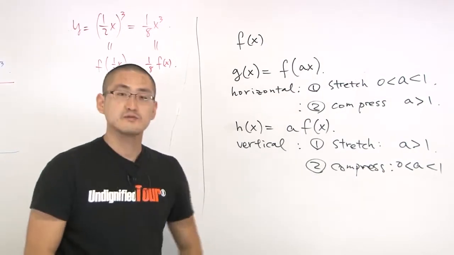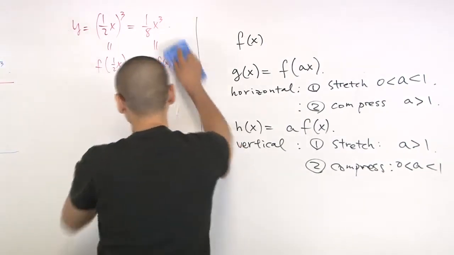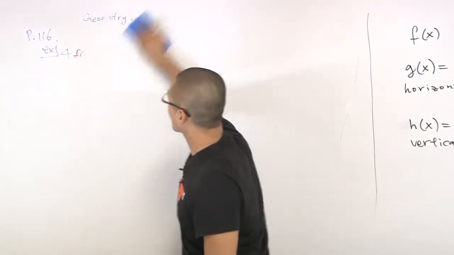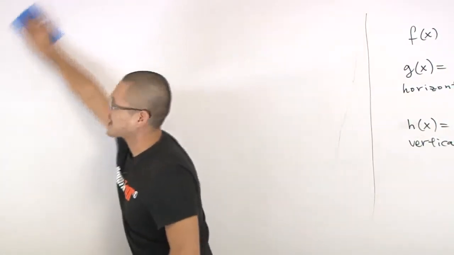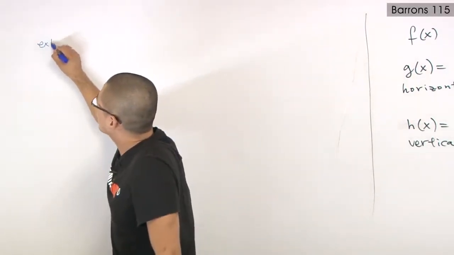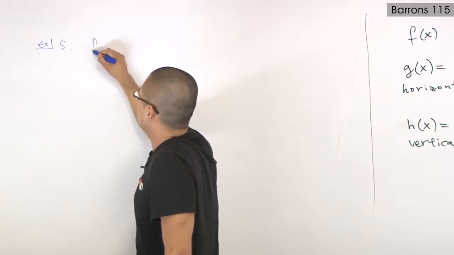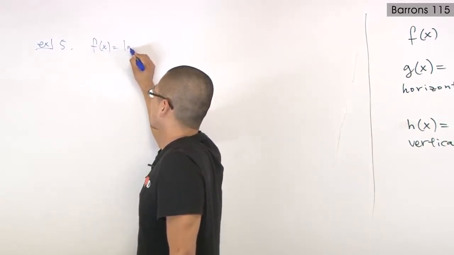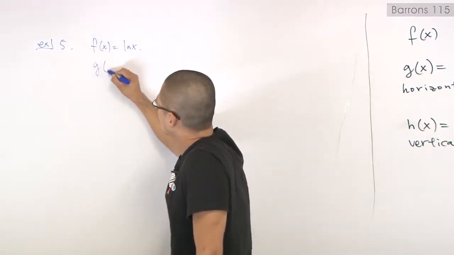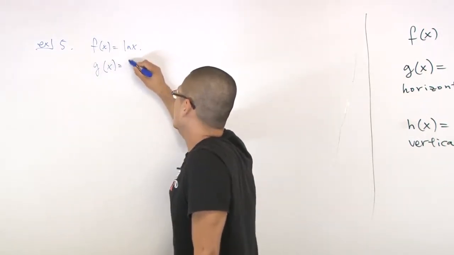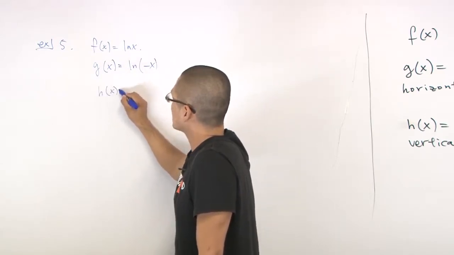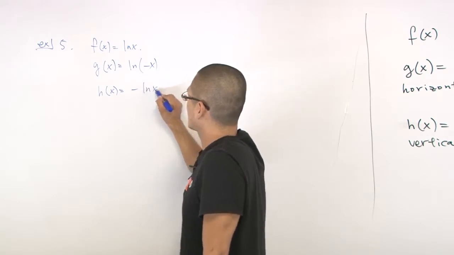Now let's talk about example 5. I think that's a good example for us to start talking about reflections and symmetry. I just erased the title, but it's okay. So we have example 5. I am looking for natural log x, but I am dealing with two other functions. I'm going to make variations of it. g of x is natural log of minus x, and h of x is minus natural log x.